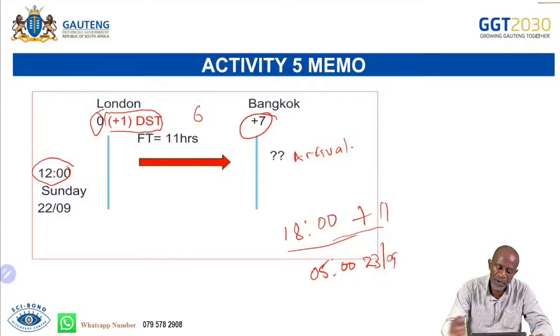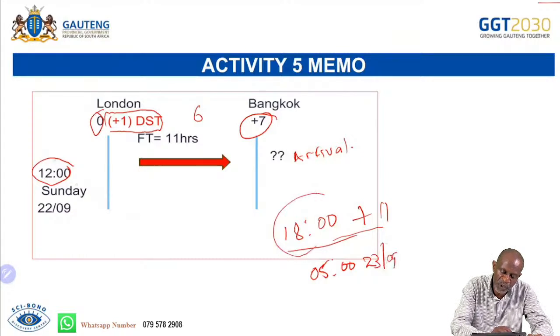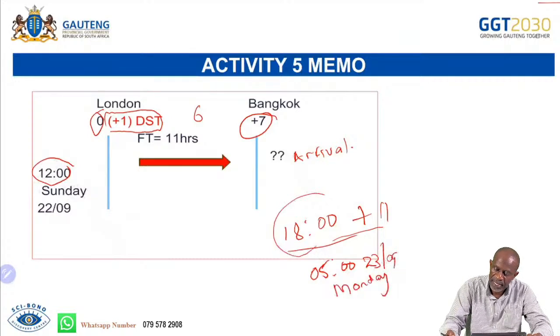So the memo here was not complete, as you might be aware. If the flight left at 12 o'clock on Sunday, it will get to Bangkok on a Monday, the 23rd of September. Right.